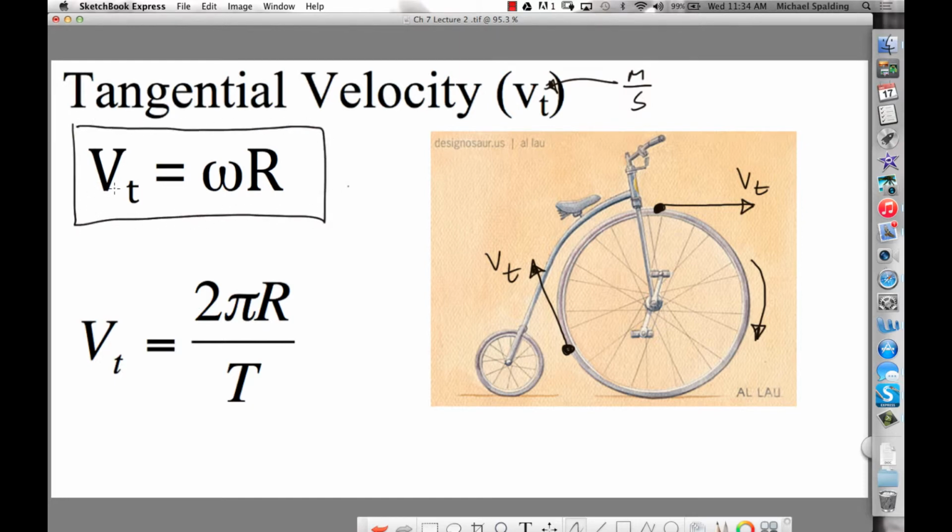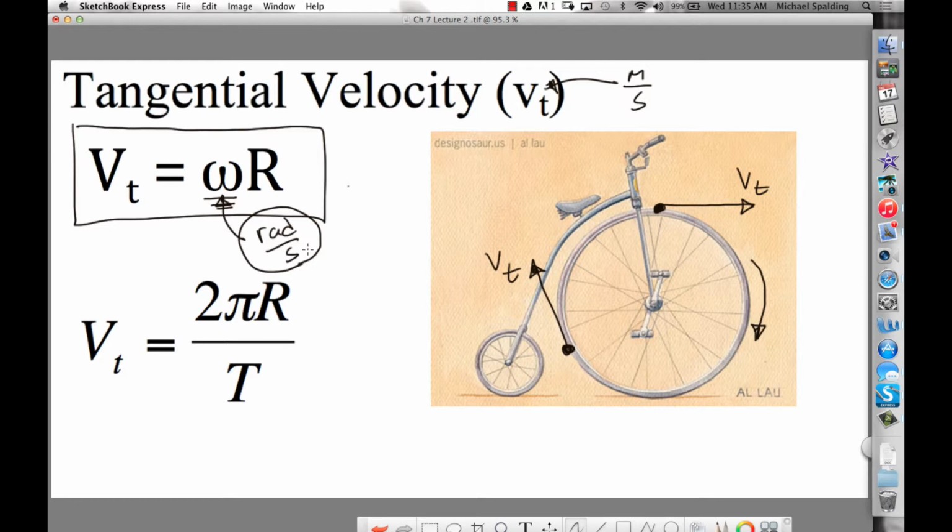Okay, here are two equations to calculate tangential velocity. Now the first equation says this. If you want the tangential velocity for an object traveling in a circular path, what you do is you take the, what's this? That's the angular velocity, and you multiply by r, which is the radius, the distance from the center. Now, angular velocity, very important. This must be in radians per second. You have to be in radians here.